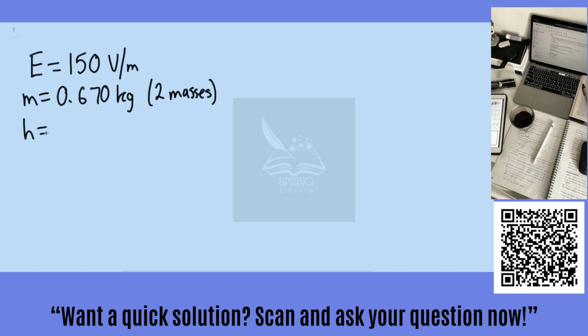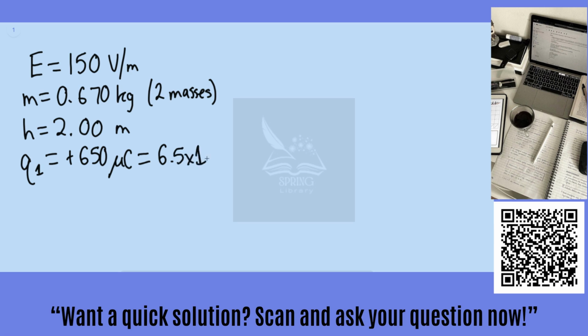We have a height drop of 2.00 meters. We'll just rewrite that, 2.00 meters. The first charge has a positive 650 microcoulomb. This would be 6.5 times 10 to the negative fourth coulombs. And then the second charge has a negative 650 microcoulomb. So again, this would be negative 6.5 times 10 to the negative fourth coulombs.